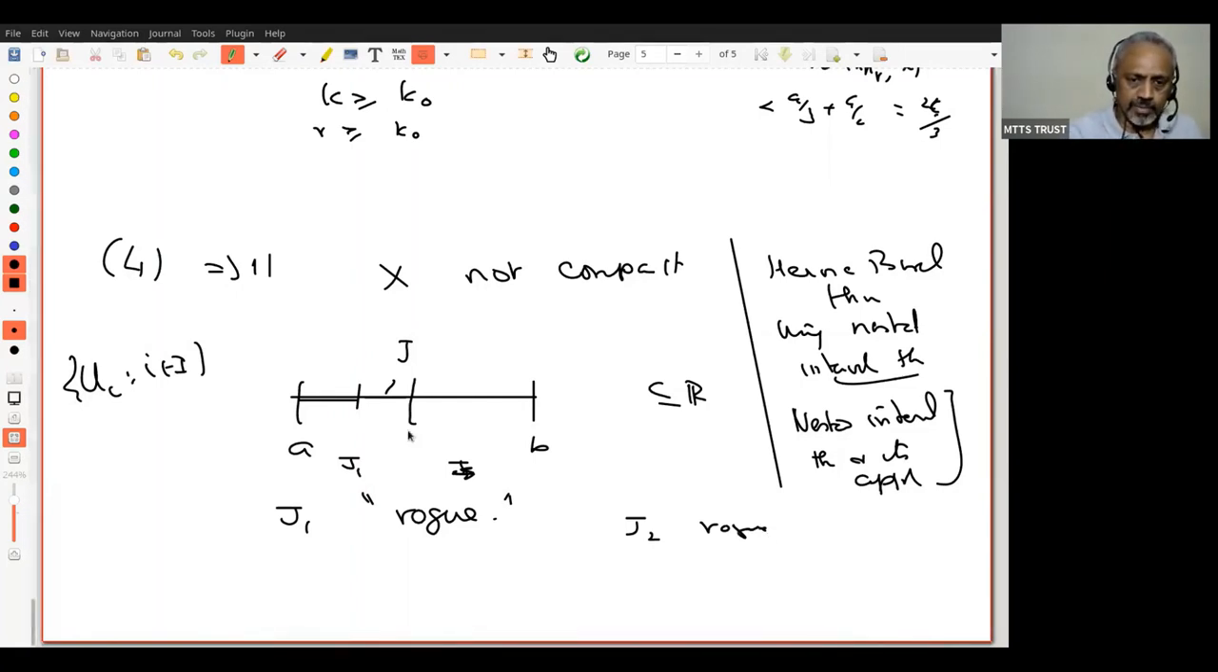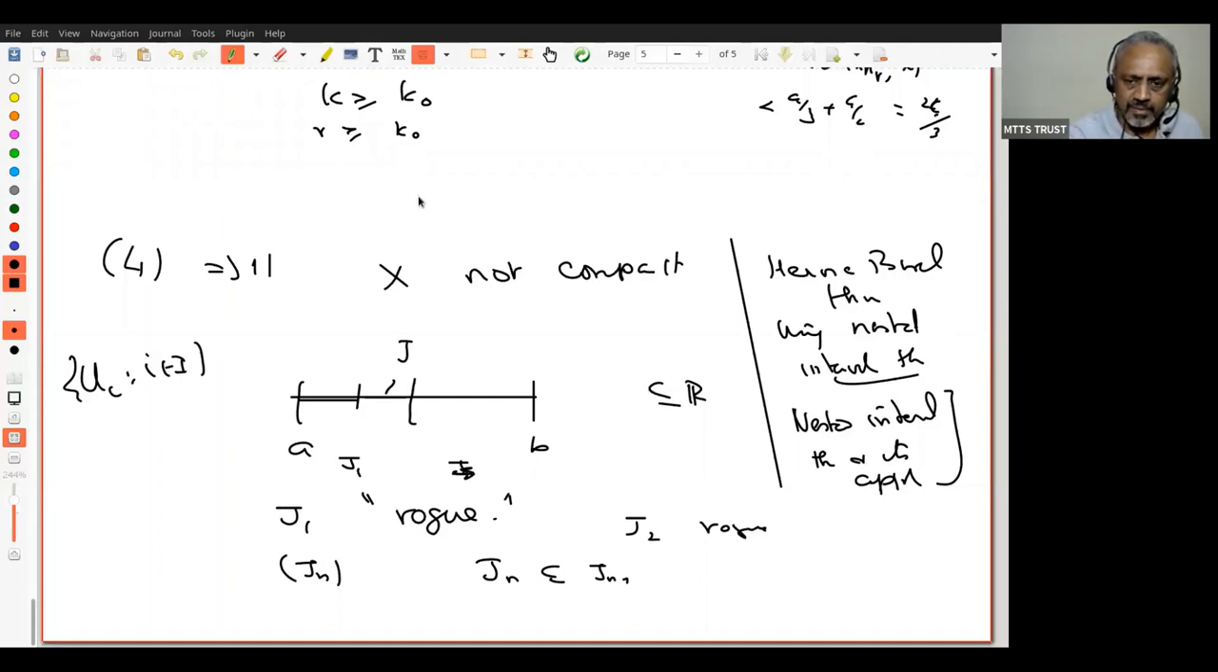Now you find something very interesting. By induction, I'll have J_n such that J_n is a subset of J_{n-1}. Each one of them is a closed and bounded subinterval, and each one of them is a rogue. You can also see their lengths decrease by half each time. Therefore, their lengths go to 0. Therefore, by the nested interval theorem, there is a point common to all of them. And then use it to arrive at a contradiction.